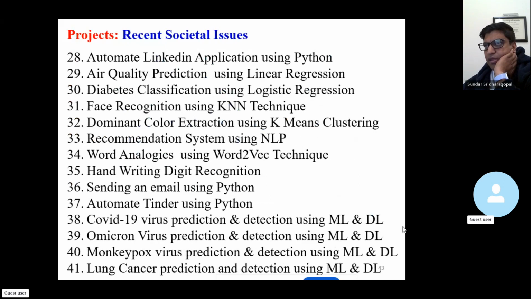Then projects like automating a LinkedIn application using Python, air quality prediction using linear regression. What do you mean by automating a LinkedIn application using Python? It means classification: who are the computer science professionals, who are the electronics professionals, who are the electrical professionals. I would like to segregate and classify the data. So that is automatic. Yes, we have done that. The project has been done. The automated LinkedIn application using Python has been done.